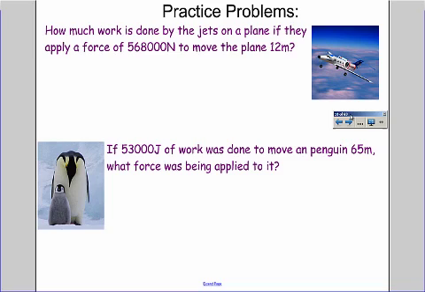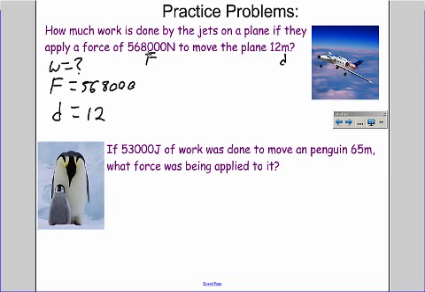So for the first one, how much work is done by the jets on a plane if they apply a force of 568,000 newtons to move the plane 12 meters? So in this case, newtons tells us that that's the force that's being used. Okay, it's moving 12 meters, so that's the distance, and it asks how much work is being done. So work is the part we don't know. Force is 568,000 newtons, and distance is 12 meters.